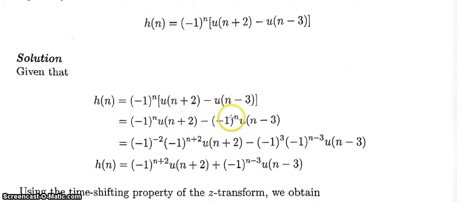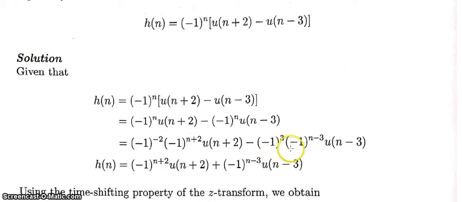So it is separated into two terms, and in the first term we have u of n plus 2, that is a shifted unit step. So in order to get this minus 1 raised to n into the minus 1 raised to n plus 2 form, we are multiplying with minus 1 raised to minus 2. When we multiply minus 1 raised to minus 2 into minus 1 raised to n plus 2, it is going to be minus 1 raised to n itself.